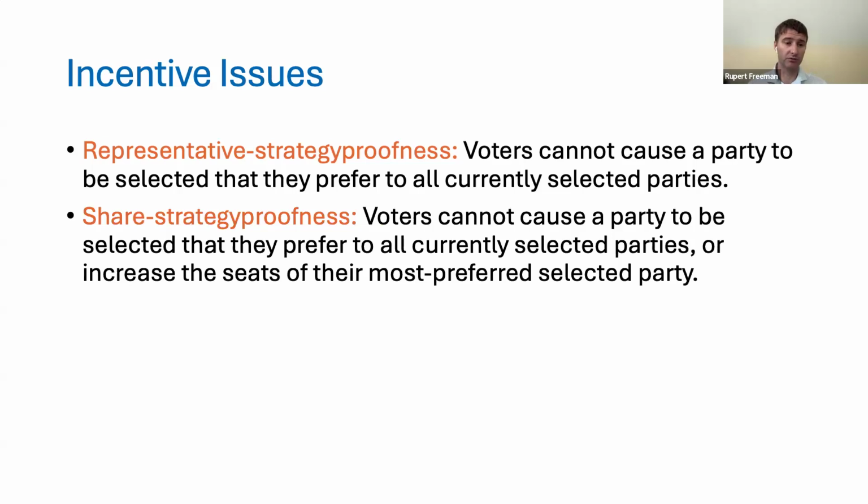A stronger notion we call share strategy proofness, which says that not only should voters not be able to introduce a more preferred party to parliament, but they also shouldn't be able to increase the seats of their currently most preferred selected party. Share strategy proofness being strictly stronger than representative strategy proofness.